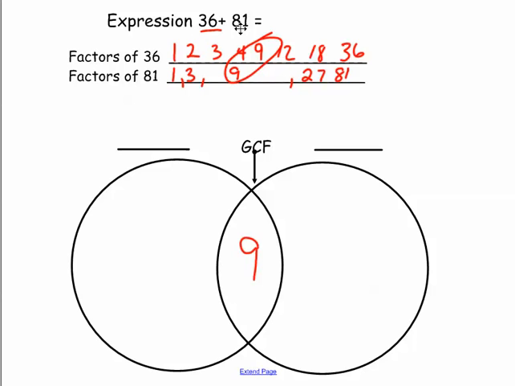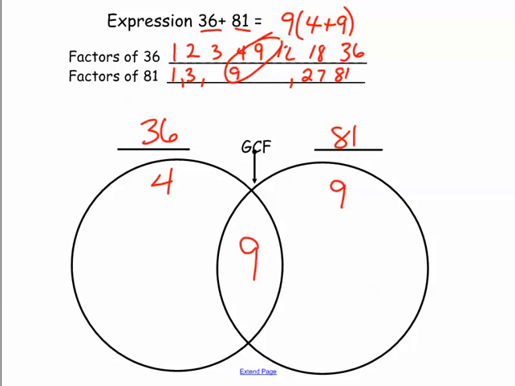Let's look at my numbers again. 36 and 81. So 9 times what gave me 36? It would be 4. And 9 times 9 gave me 81. So I'm pulling out my greatest common factor, which is 9. Oops, sorry, I wrote the wrong number there. Pulling out my greatest common factor, which is 9. And 9 times what gave me 36? 4 plus, and 9 times 9 gave me 81.